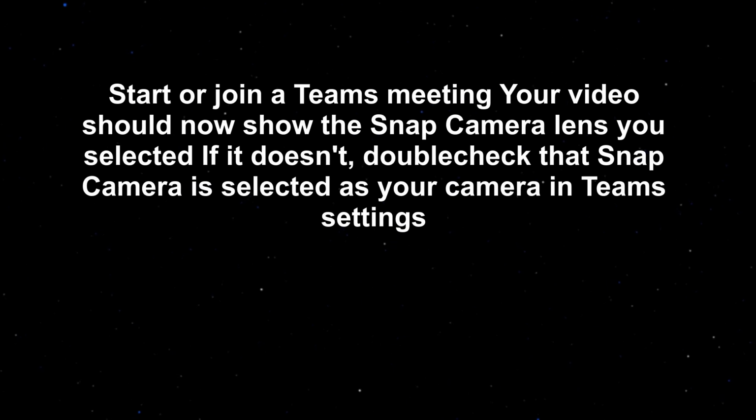Start or join a Teams meeting. Your video should now show the Snap Camera lens you selected. If it doesn't, double-check that Snap Camera is selected as your camera in Teams settings.